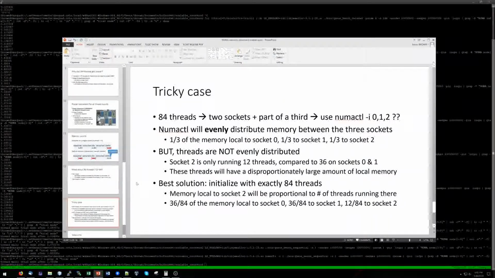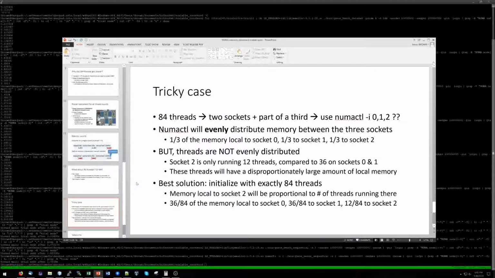But threads are not evenly distributed between those three sockets. Socket 2 is only running 12 threads compared to 36 on socket 0 and 36 on socket 1. And so what ends up happening is these threads have a disproportionately large amount of local memory on socket 2. A third of the memory is local there when a small fraction of the threads are running there. That's obviously not optimal if you want to maximize the aggregate performance of all threads. Really, more of the memory should be local to sockets 0 and 1 than to socket 2, and that'll improve the average performance of all threads.